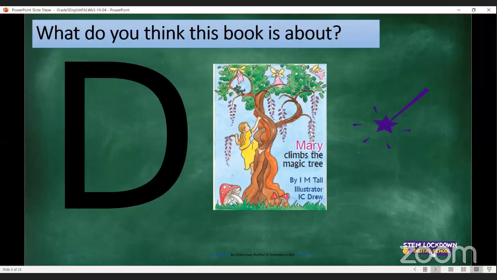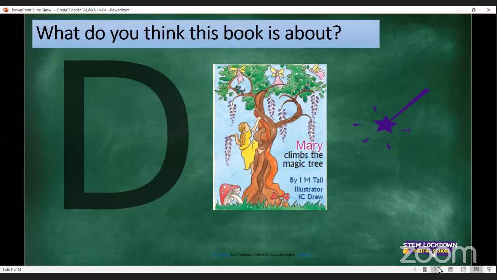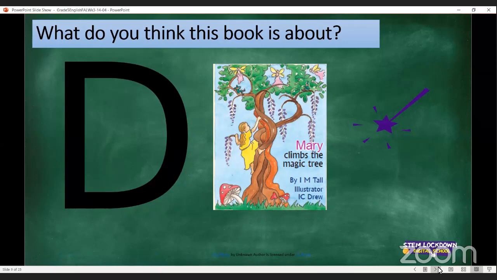What do you think this book is about? We have B, and we have Mary Climbs the Magic Tree. Mary Climbs the Magic Tree. Would this be a book, maybe? I see someone says, yay, me. Very good. Yes, it's about a magic tree. Good. And you also know this because you're looking at the picture.